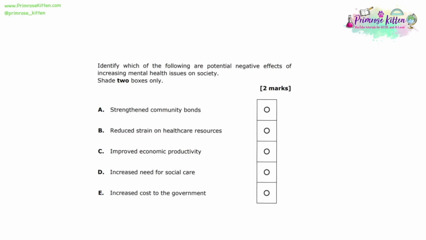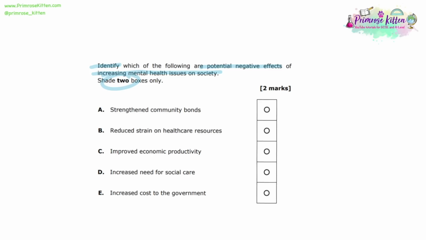Identify which of the following are potential negative effects of increasing mental health issues on society. Shade 2 boxes only. A. Strengthen community bonds. B. Reduce strain on healthcare resources. C. Improved economic productivity. D. Increased need for social care. And E. Increased cost to the government.